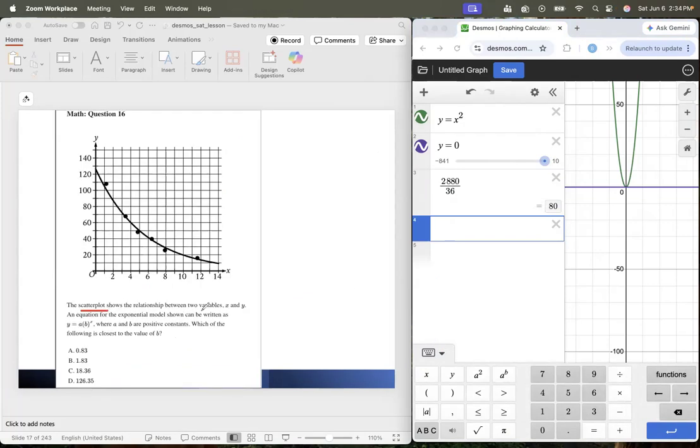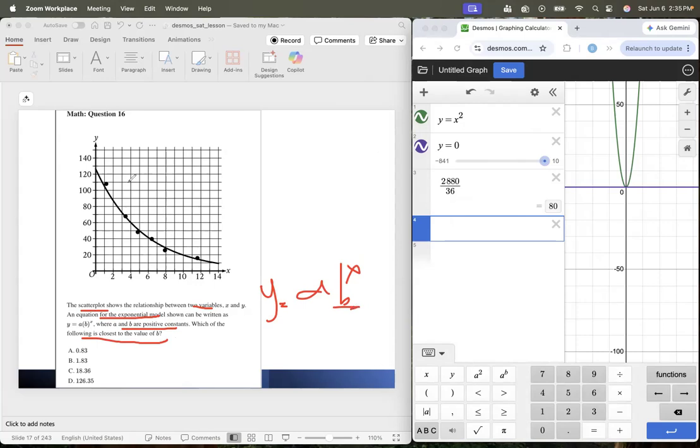The plot shows the relationship between two variables, x and y. An equation of the exponential model is shown below, a times b to the power x, where a and b are positive integers. Which of the following is closest to the value below? Just by looking at it, they want you to find b. You don't need to do any calculation.